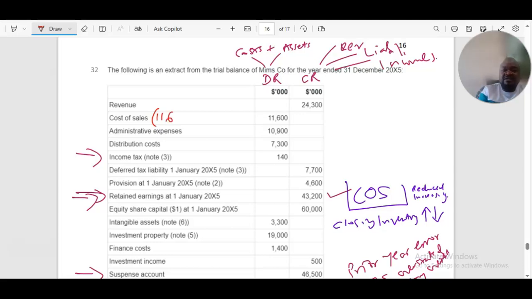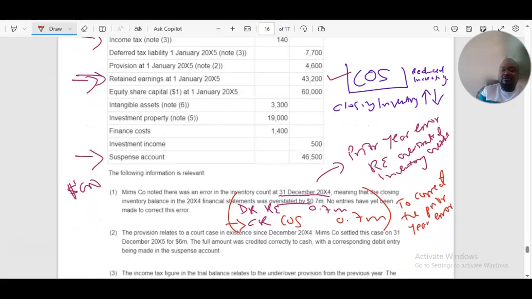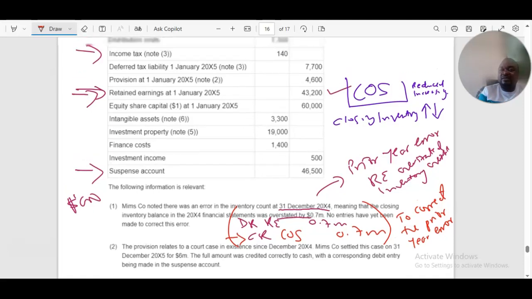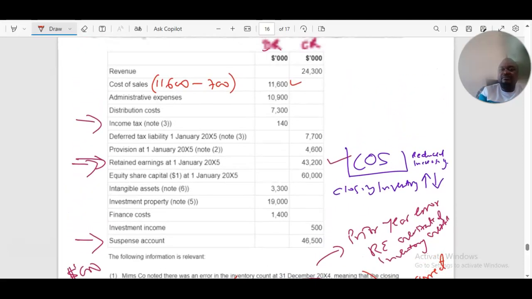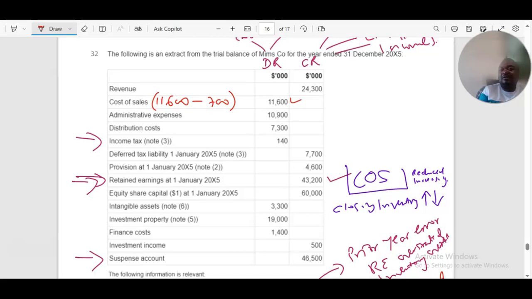that's 11,600, which is given here, minus the 700 which we have spoken about. Okay, 700,000 or 0.7 million. You can as well write it on Excel, and the examiner would see where you have obtained that 700, isn't it? And when you have done your workings, obviously they're not going to penalize you. So that's the adjustment. We need to reduce the cost of sales.